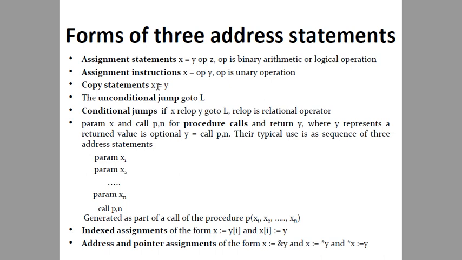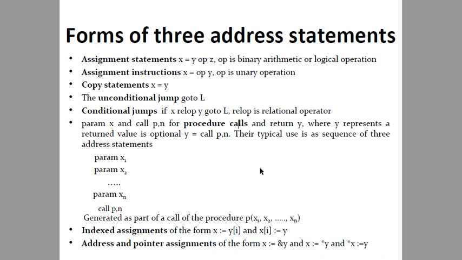For copy statements, just simple x is equal to y. For unconditional jump, you can write goto L. For conditional jumps, you have to write if x relop y goto L, where relop is our relational operator. This is our condition: if x relop y is satisfied, then go to L. For procedure calls, parameters are there. So the parameters may be written as param x1, param x2, up to param xn. Now call p comma n, where p is our procedure, and if there is a return value for a particular function call, we can write it like this: y is equal to call p comma n.